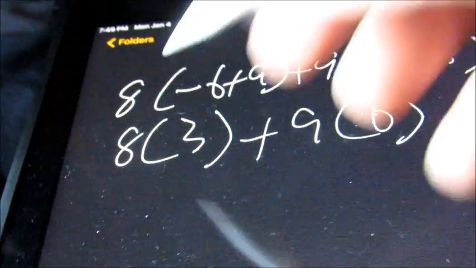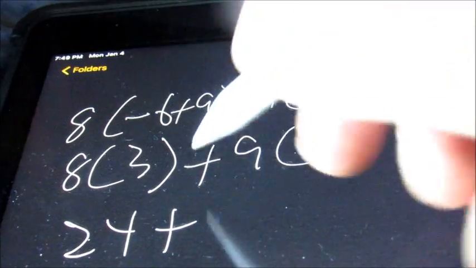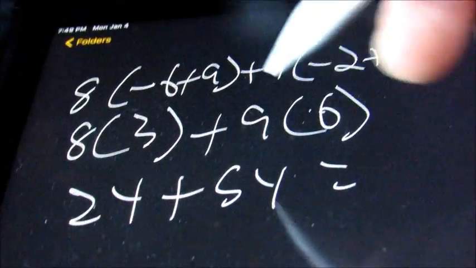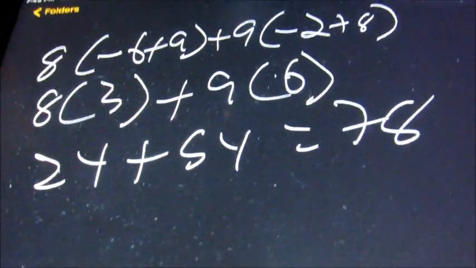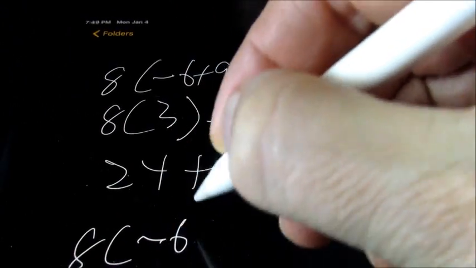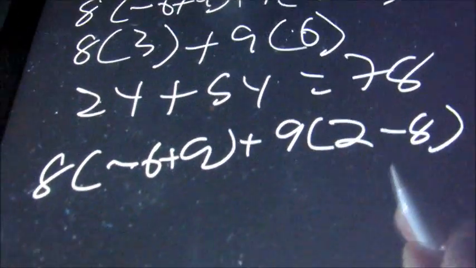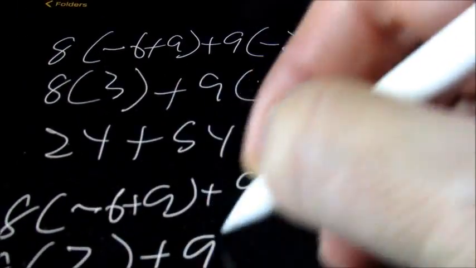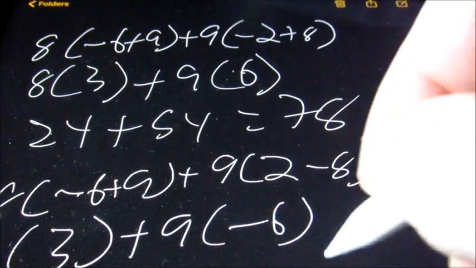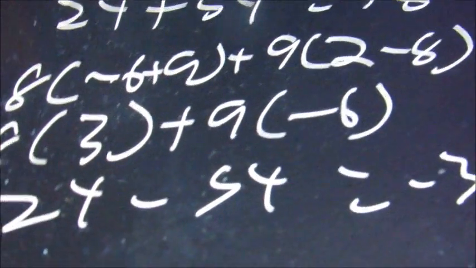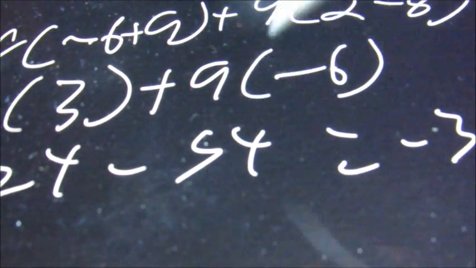So now we're going to do our multiplications. 8 times 3 is 24. We have a plus. 9 times 6 is 54. Add these together and we get 78. If we had 8 times negative 6 plus 9, plus 9 times 2 minus 8, it'll be a little different. We'd have 8 times 3 plus 9, and here would be negative 6. So 24 minus 54, which is negative 30. Because positive times negative is a negative.